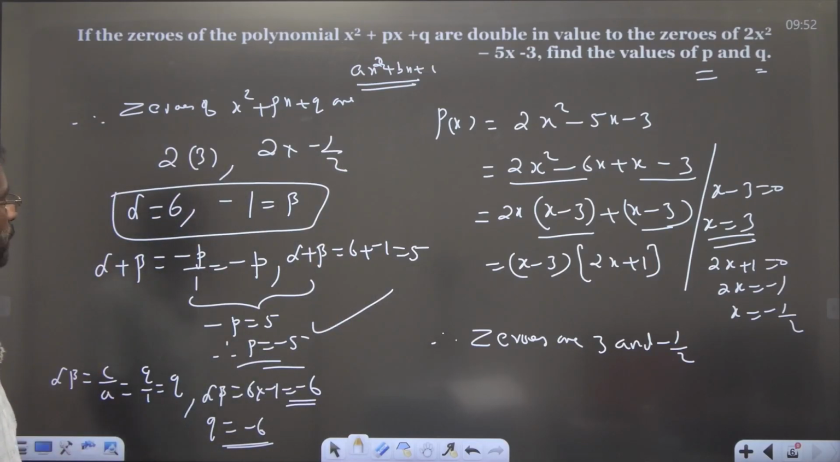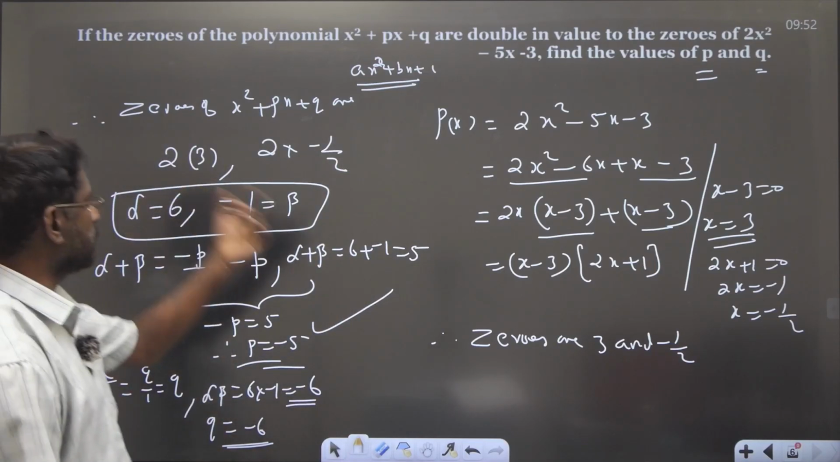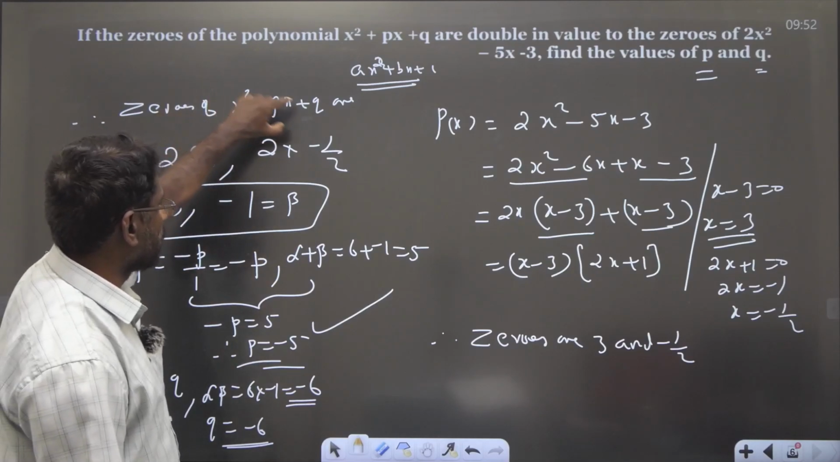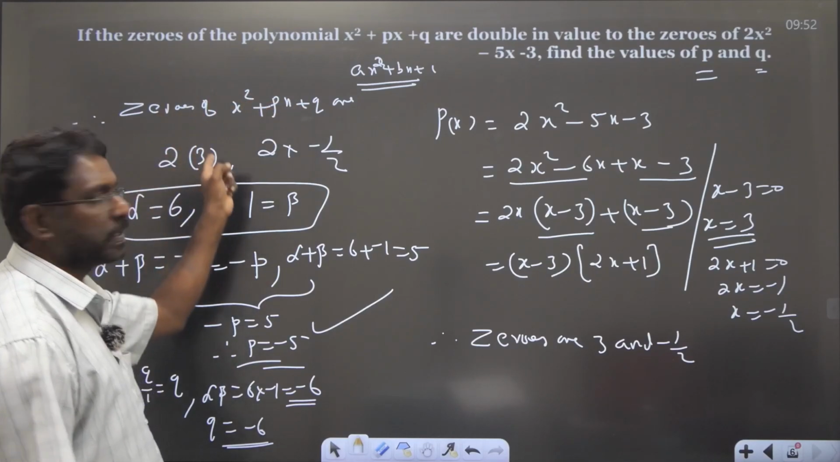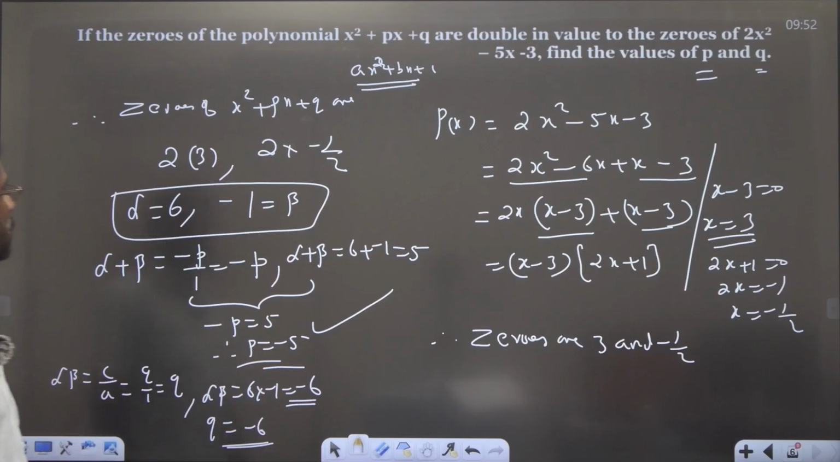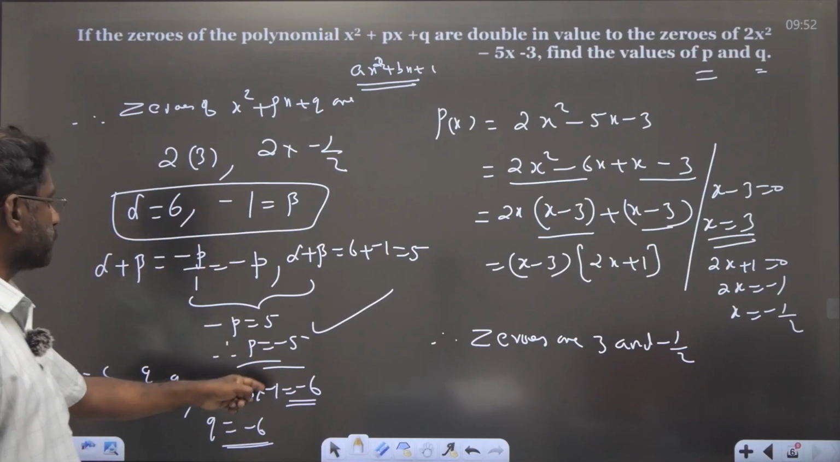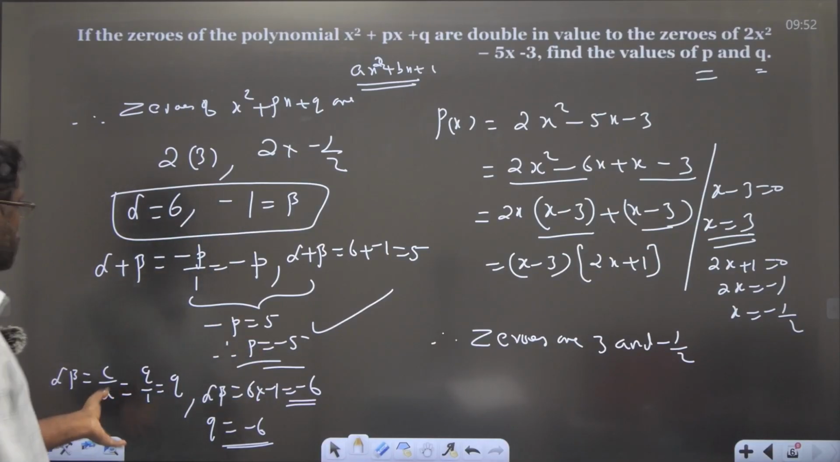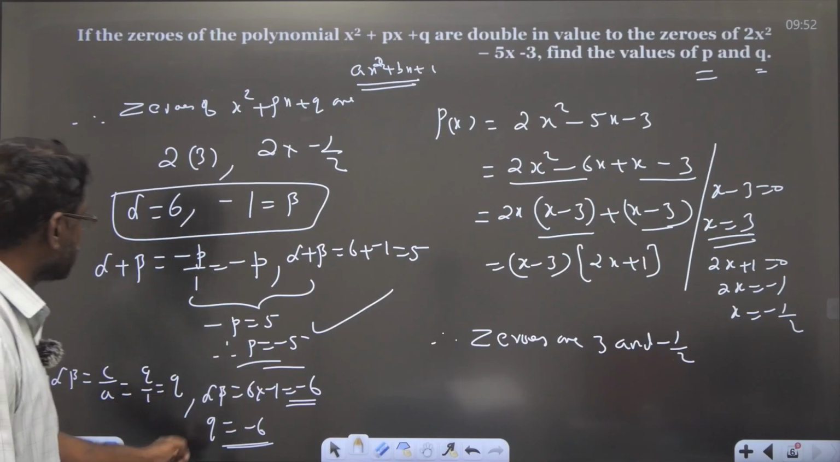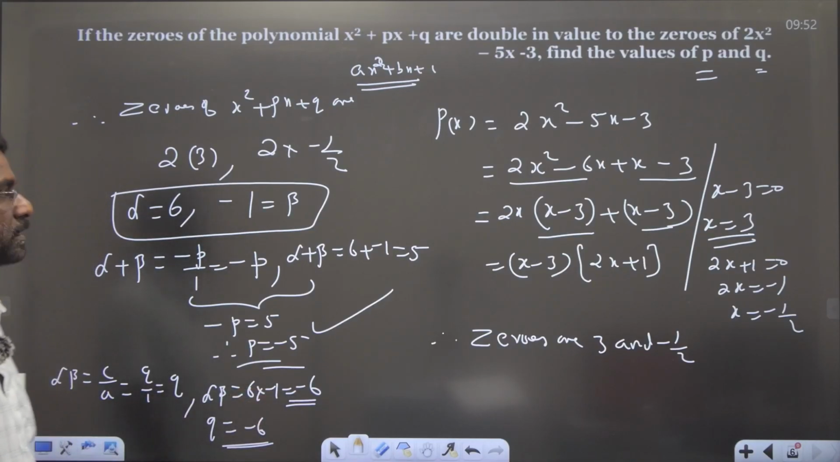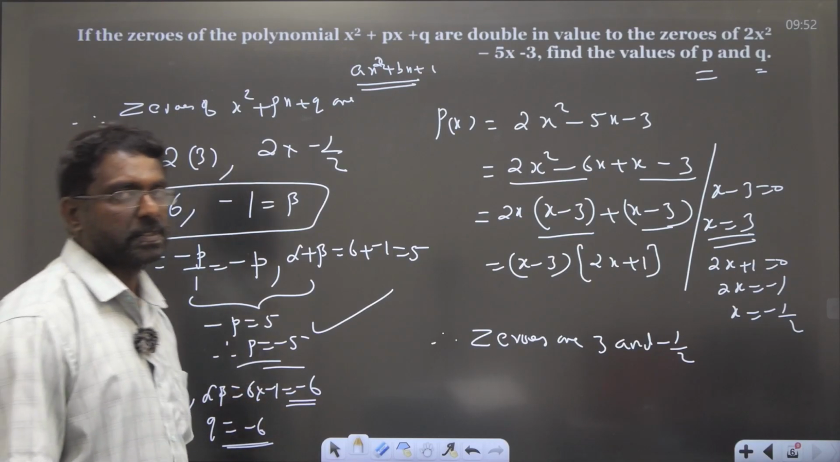Similarly, what is alpha beta? Product of the roots, that is c by a. From this polynomial, we got q by 1, that is q. But directly we get alpha beta as 6 into minus 1, that is minus 6. So equate these both alpha beta, we get q equal to minus 6. This is the method.